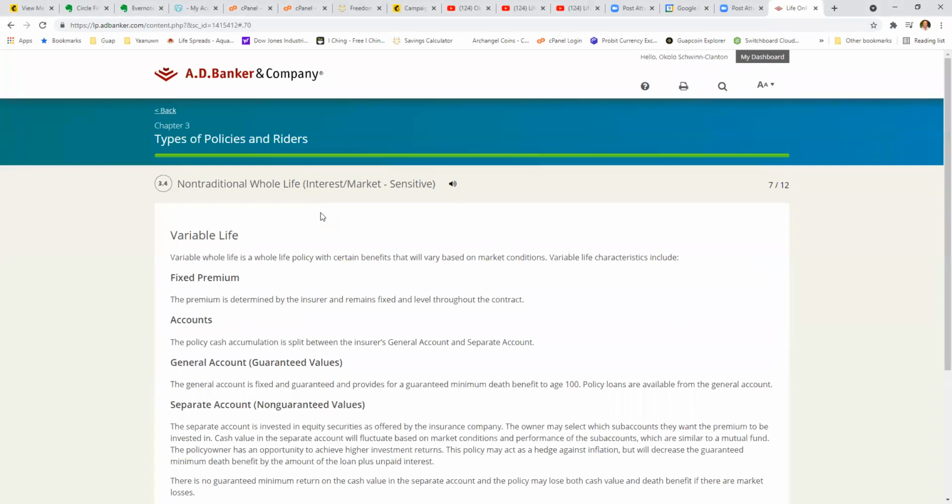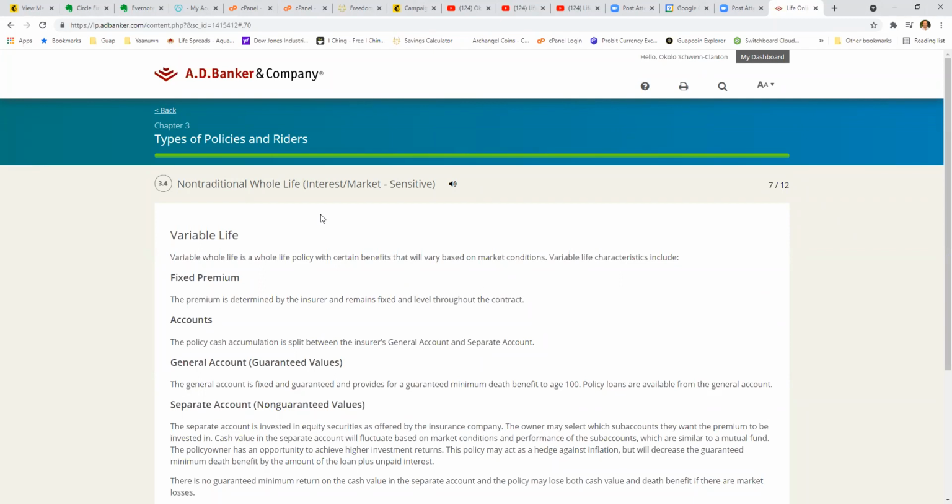So variable life. An index policy is benchmarked against an index. So if the index does 10, you might get 8. If the index does negative 10, you're going to get 0. With a variable policy, you put the money directly into the stock market. So if the stock market goes up 10, you gain 10. If it goes down 10, you lose 10. It's just like investing in the stock market.